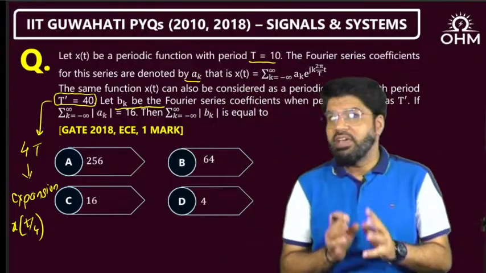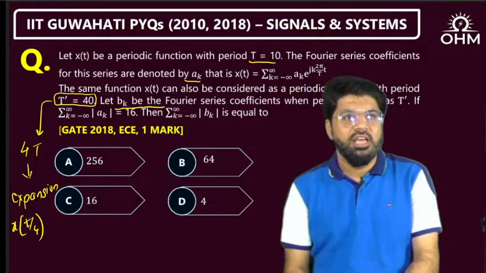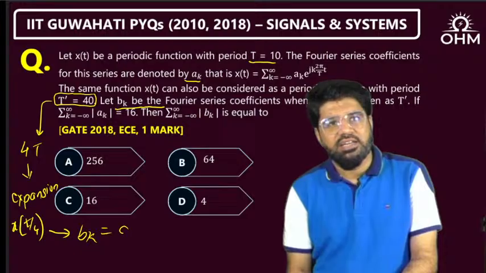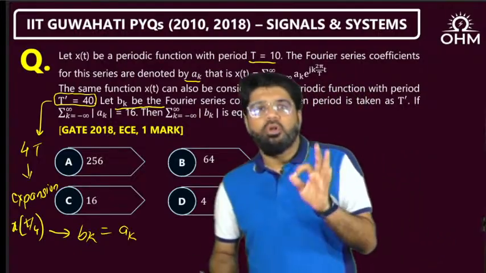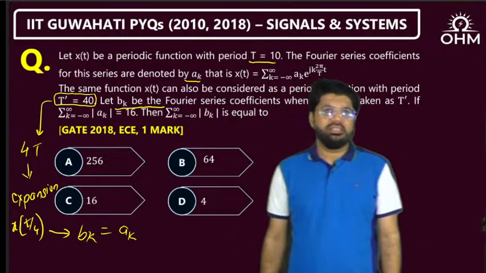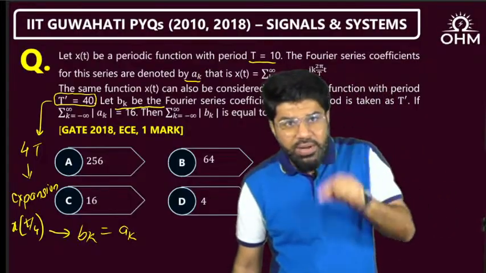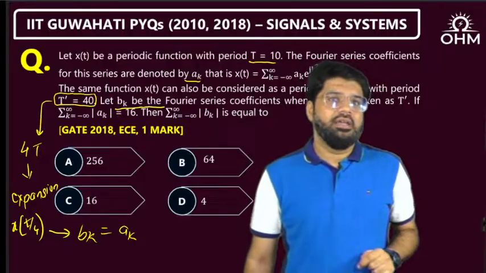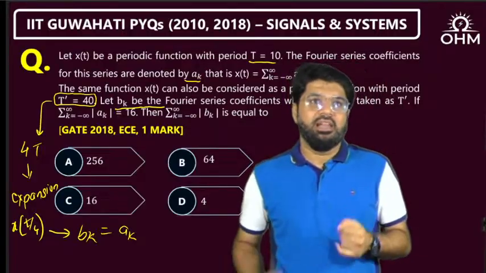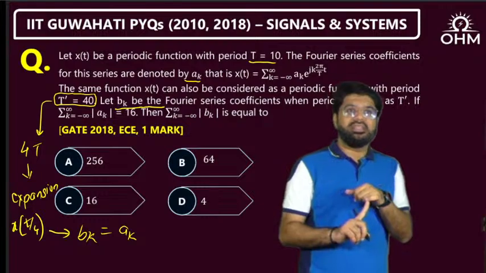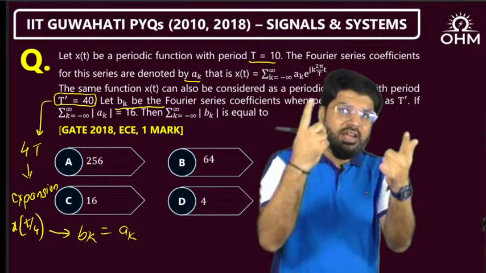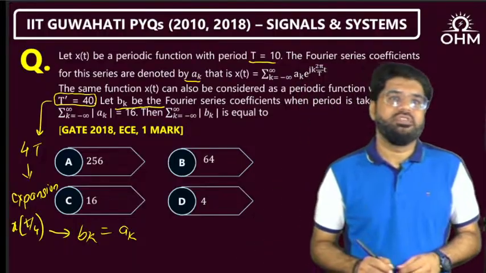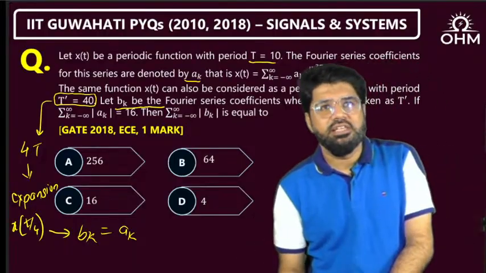What is the time? A very, very important time expansion property. For x(t/4), the Fourier series coefficients are simply a_k. Around this property, questions have been asked multiple times in GATE. Even in the current year 2025 in EC, there is a question around the expansion or compression of a signal. What happens when you expand or compress a periodic signal? Time period will change, so fundamental frequency will change. But Fourier series coefficients do not change.